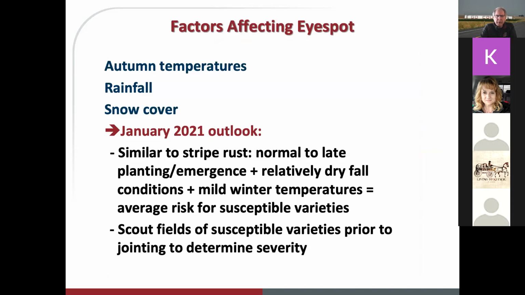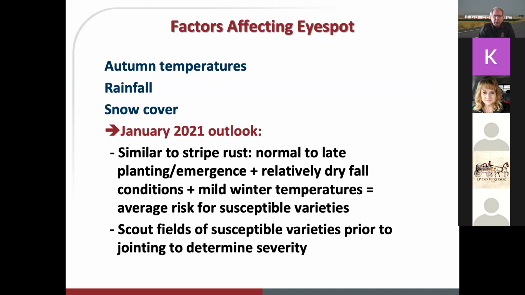When we think about the factors that affect eyespot, we think about the autumn temperatures again. Temperatures in the range of 40 to 50 degrees Fahrenheit with rainfall, a cold, wet fall day, is just perfect for eyespot. That rain splashes the spores of the eyespot fungi around so that they can land on nearby plants and infect. This is a relatively slow developing disease. Unlike stripe rust, which can develop very quickly, eyespot develops slowly, and you're really not going to see symptoms until well into the following spring.